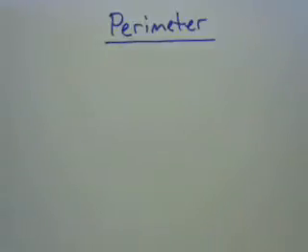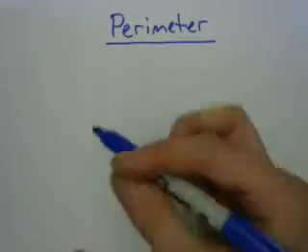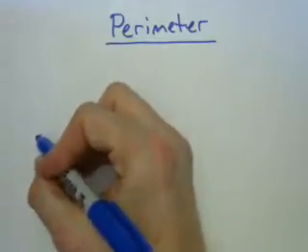Hi, Mr. Andrew here, and today we're talking perimeter, and this is often confused with area, which will be covered in a later video. But for right now, perimeter is the distance around the outside edge of possibly a shape, a polygon. It's the distance around the outside.